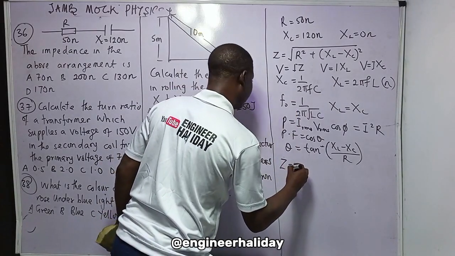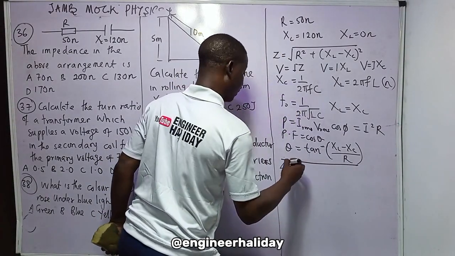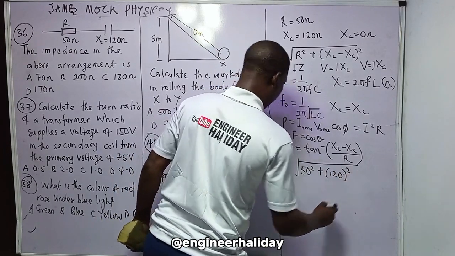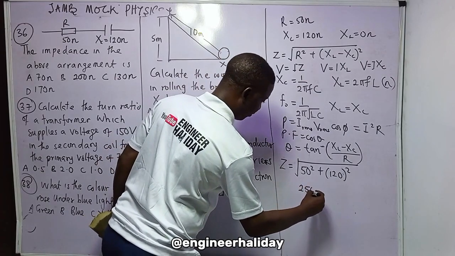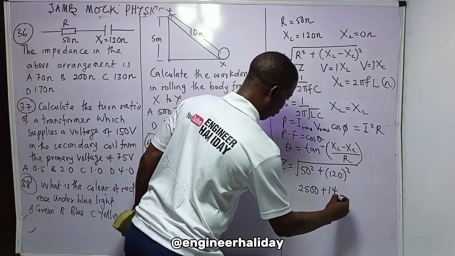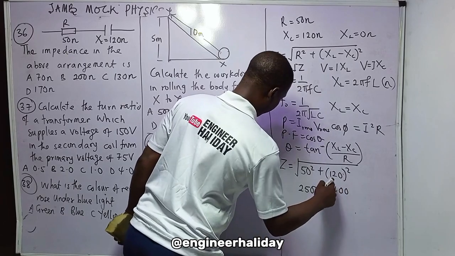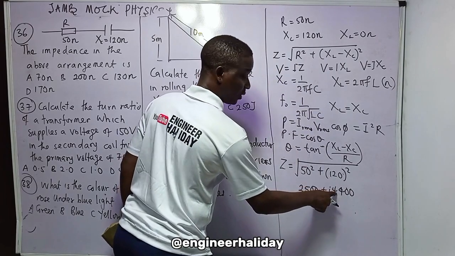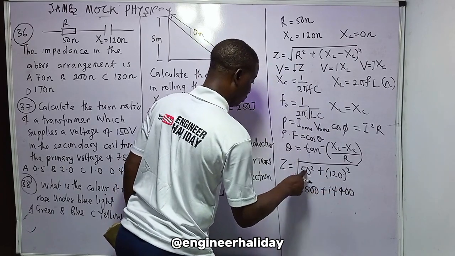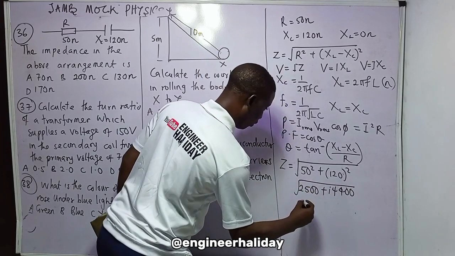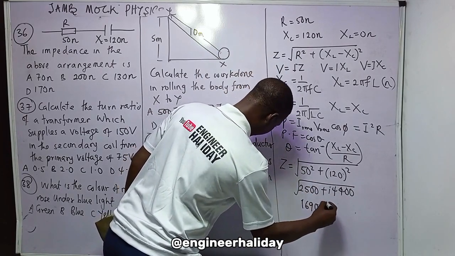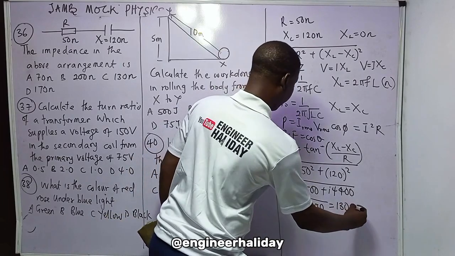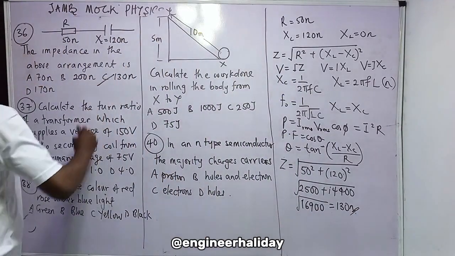Now, what is our Z? Our Z is equal to the square root of 50 squared plus 120 squared. Now, what is 50 squared? 2500. 120 squared is 14400. Adding them gives 16900. So what is the square root of 16900? 130 ohms. So that is the first answer, 130 ohms.